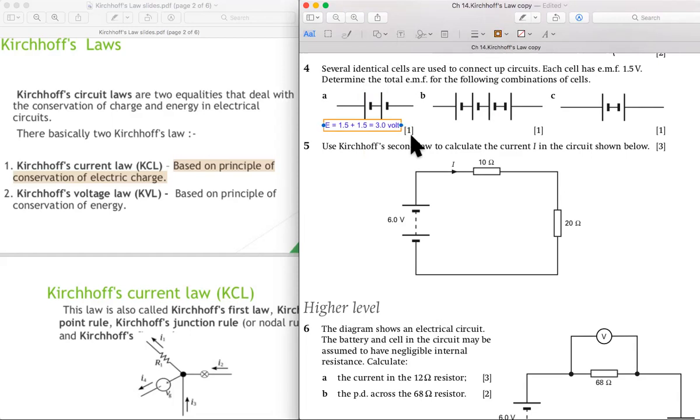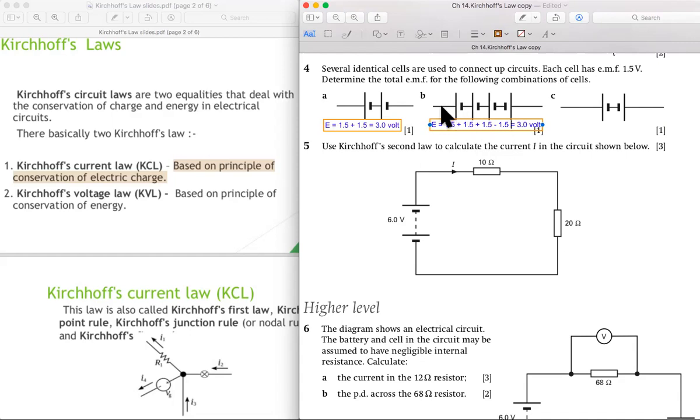Okay, what about the second one, the B1? This is different. I copy from this. This is E, 1.5 plus 1.5, plus again 1.5 but minus 1.5. So equals to 3.0 volt also.